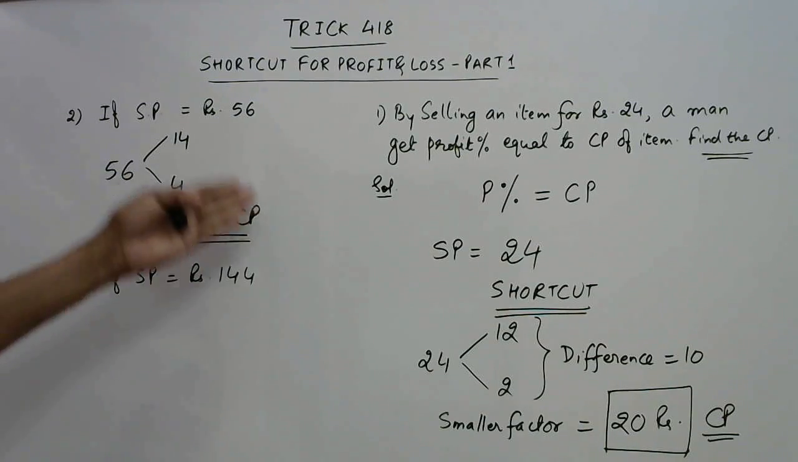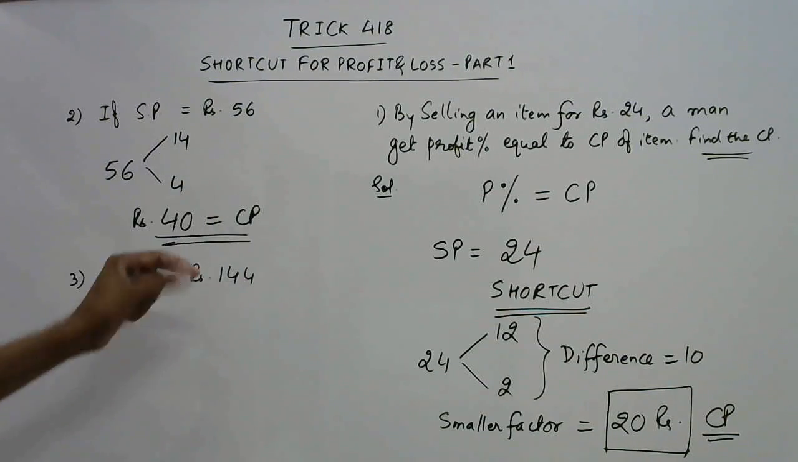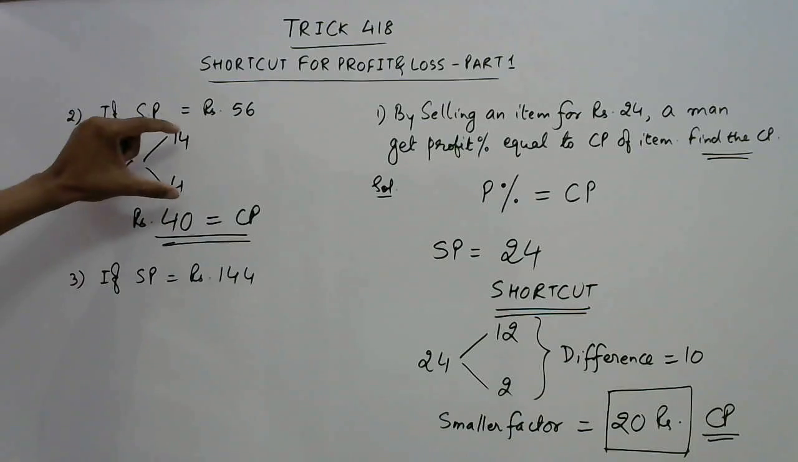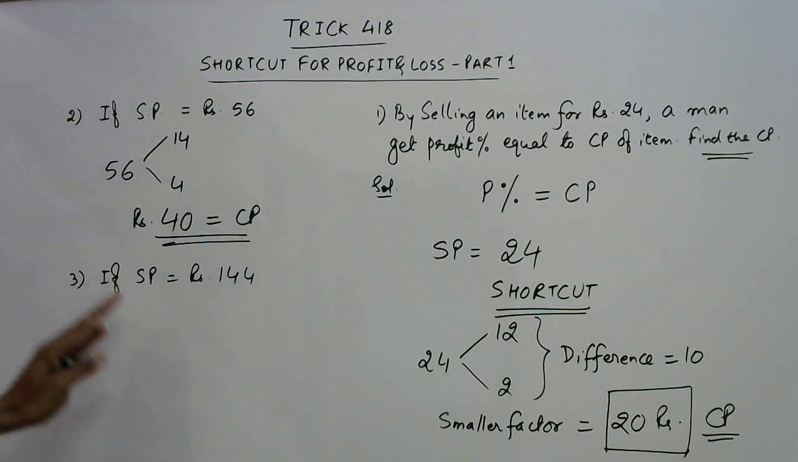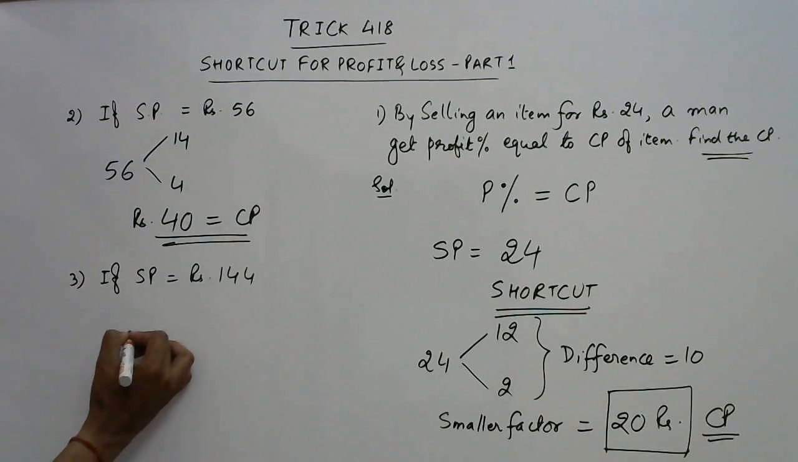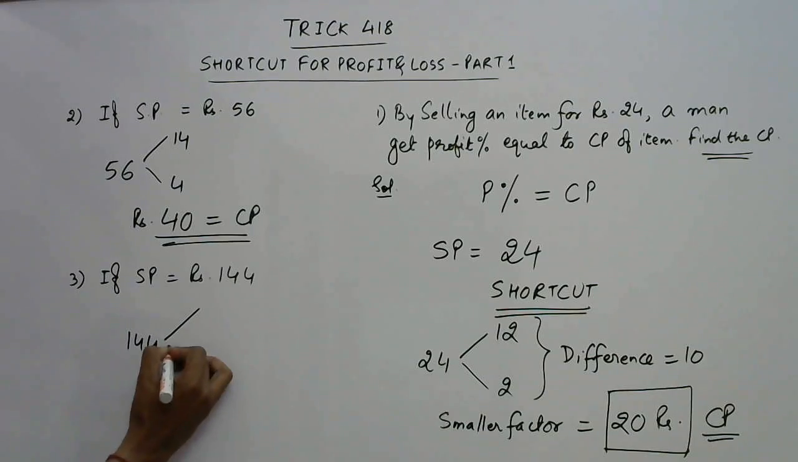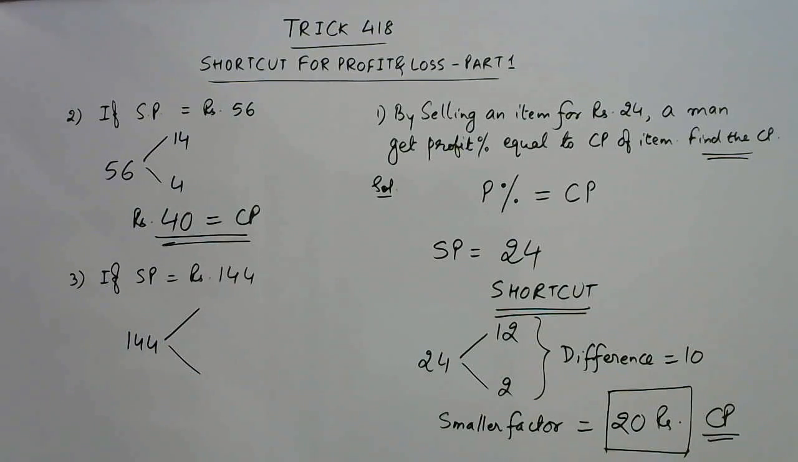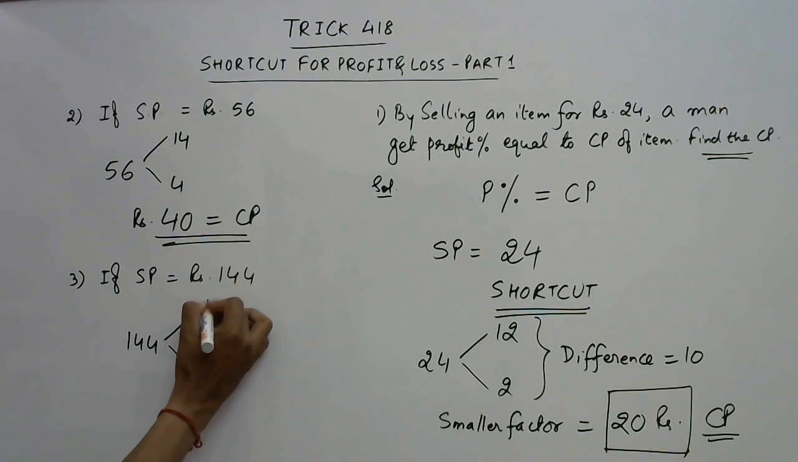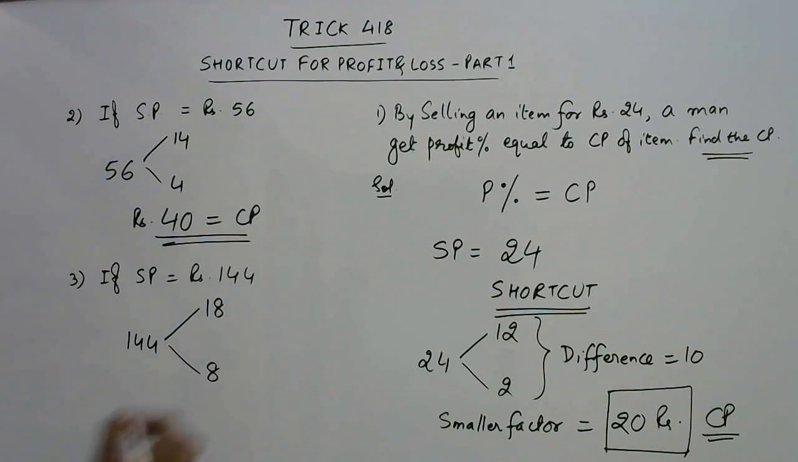So how much time will you take doing this? The only time which you will consume is to find these two factors. Another question. See, selling price is 144. Now you need to split 144 into two factors whose difference is 10. So we need two factors 18 and 8 because 18 into 8 is 144.